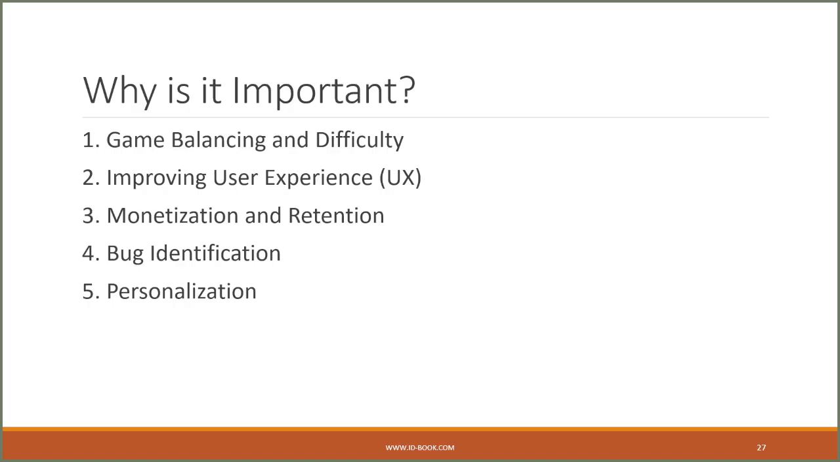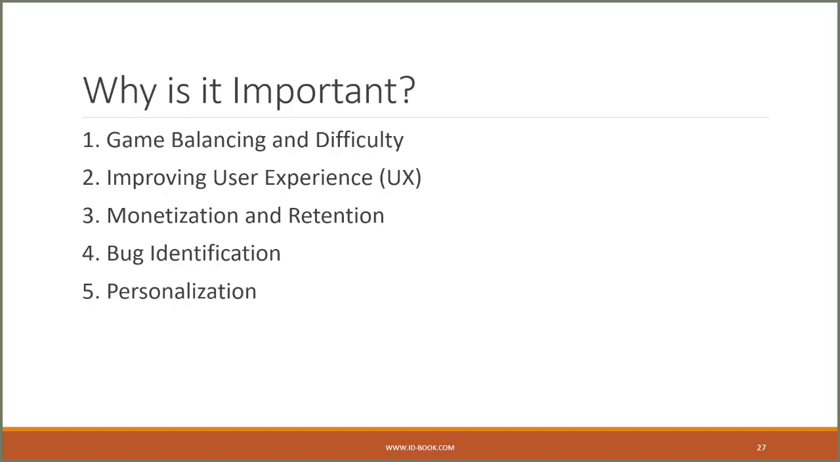The other one is bug identification. Instead of waiting for a player to report a bug, modern games have crash reports or log data that comes directly to the developer. This allows the dev team to see the exact line of code that failed and the hardware the player was using. And it makes it much easier to identify the problem first and then create a patch to fix it.